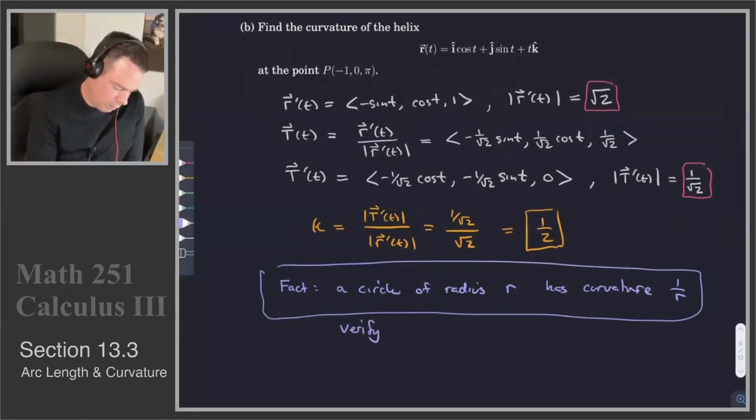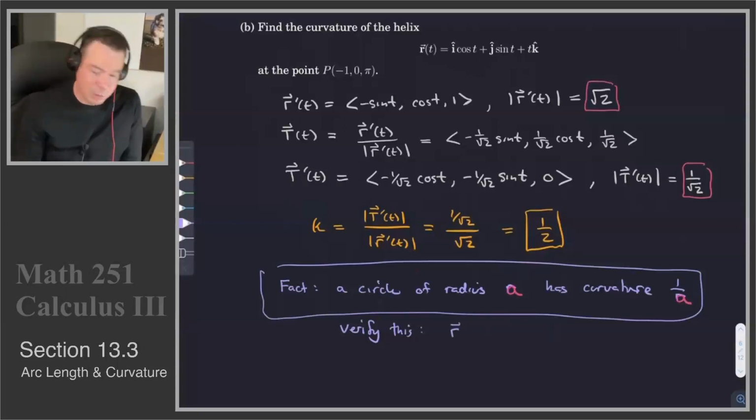You can verify this. How would you verify it? Well, you just get a parameterization of a circle. I'm going to call it A because I don't want to mess it up. Actually, yeah, I'll say a circle of radius A has curvature 1 over A. The reason I'm going to do that is because now when I say you want to verify it, I'm going to use r for the function that will create the circle.